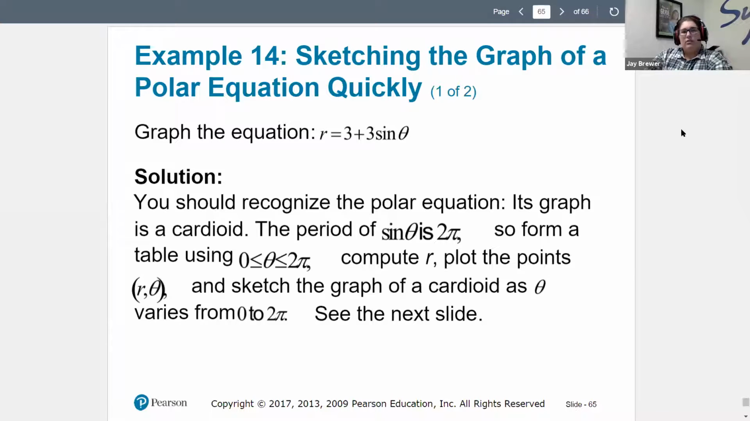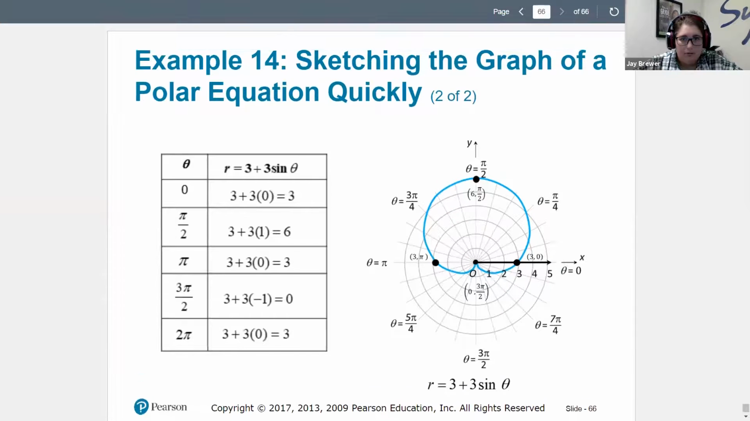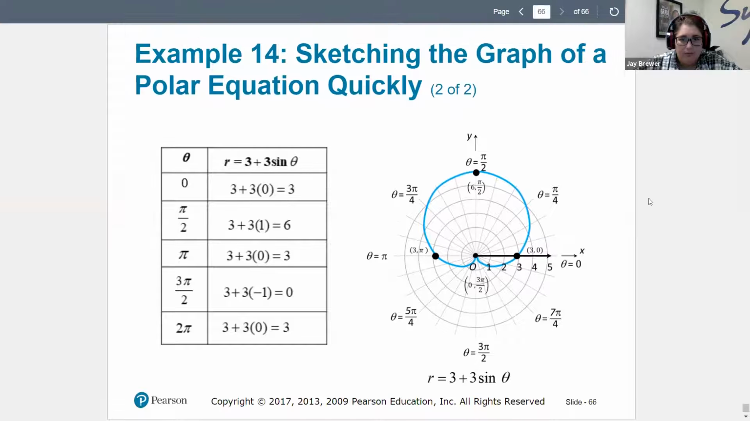All right, so sketching the graph of a polar equation quickly. You should recognize the polar equation. It's a cardioid. So the period of sine theta is 2 pi. So just form a table and compute the r and plot the points. Okay, so there you go. That's the quick way of sketching it. They chose to ignore the symmetry, which is what I suggested for you guys to do from the beginning. Kind of looks like an apple.